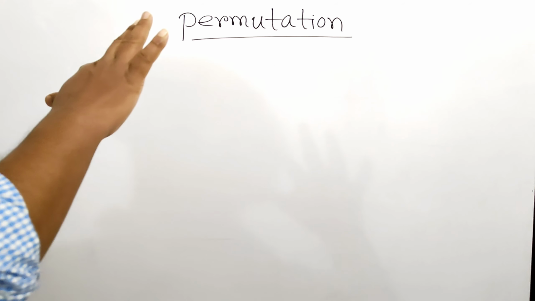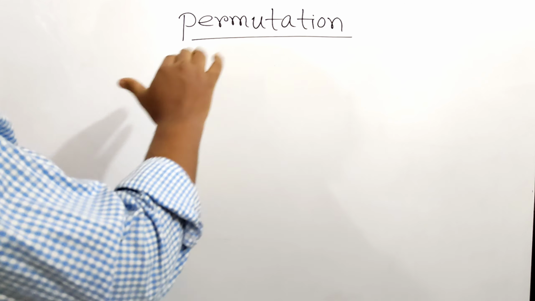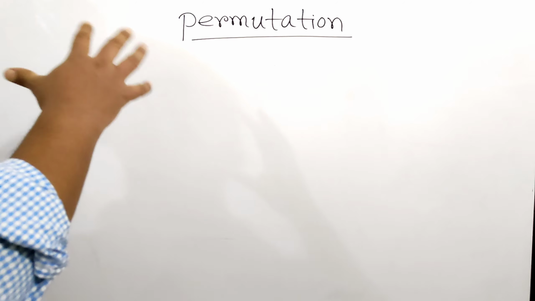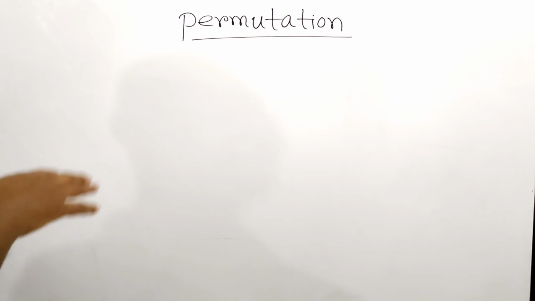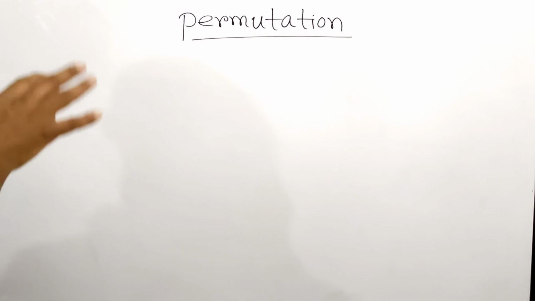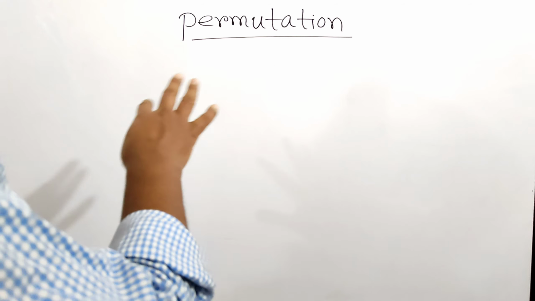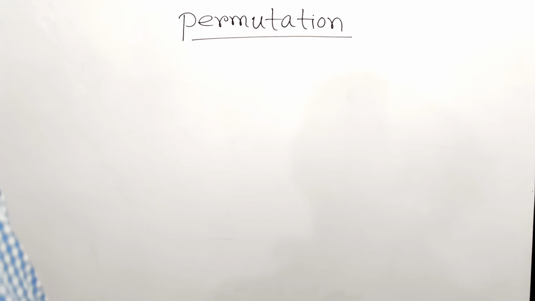Okay, now come to permutation. What is permutation? Actually, permutation means arrangement. But when a question comes from permutation, you must know the formula for permutation. So first we will learn the formula for this permutation. What is the general formula for the permutation?